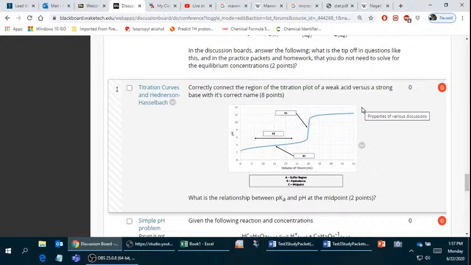I'm going to leave you to look up the definition of what a buffer region, an equivalence point of a titration, and a midpoint of a titration is. This is more of a refresher for chemistry 1. If you were at Wake Tech, you would have done a vinegar titration.